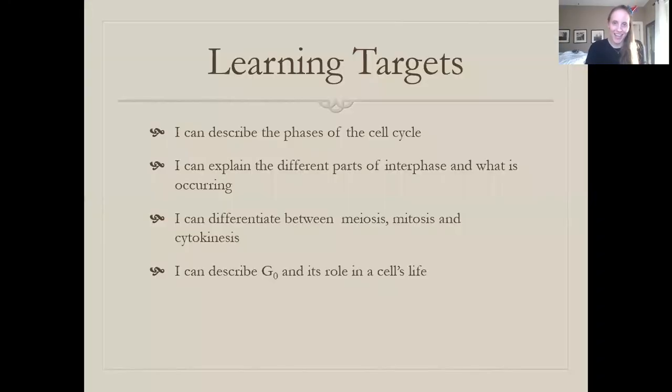So like I said, we're going to be going over the cell cycle today. We're going to be talking about all the different phases that make up the cell cycle. Then we're going to dive into that and look at the different parts of interphase. We're also going to briefly touch on what the difference between mitosis and cytokinesis is, as well as something called G0.